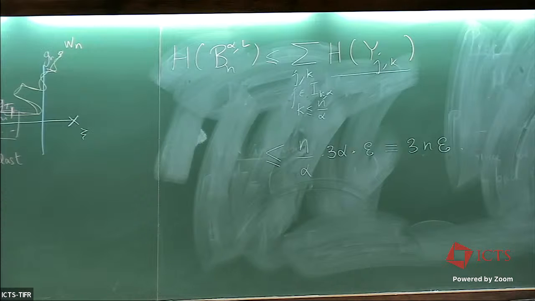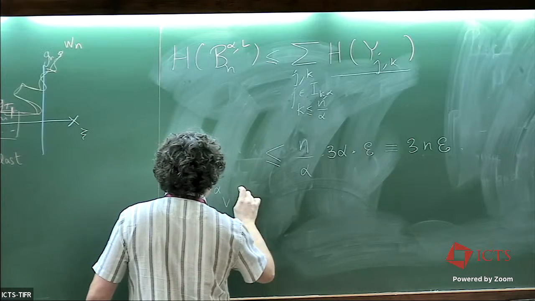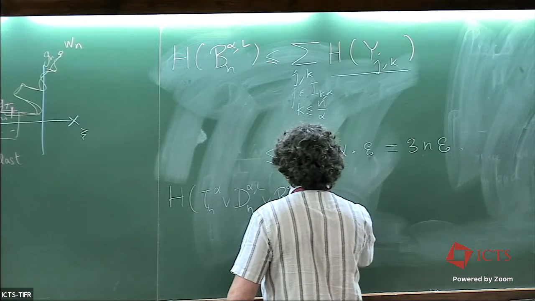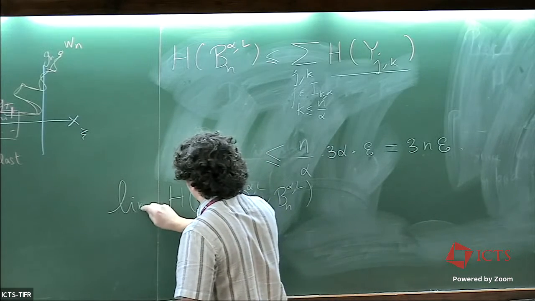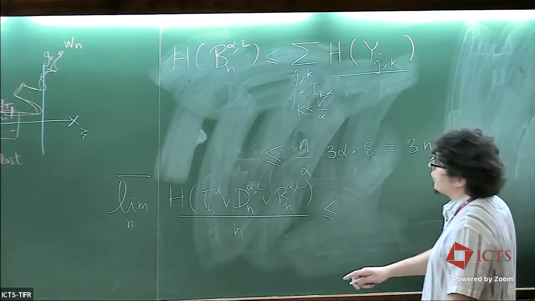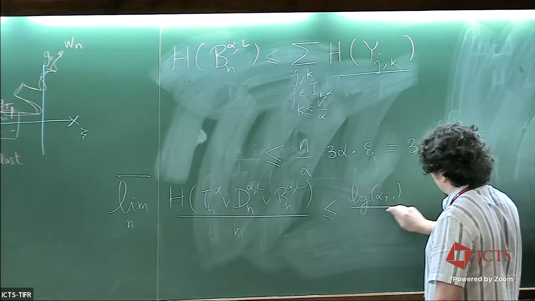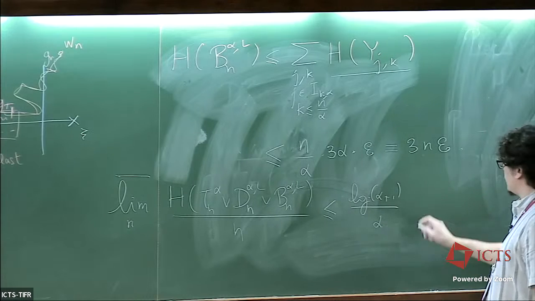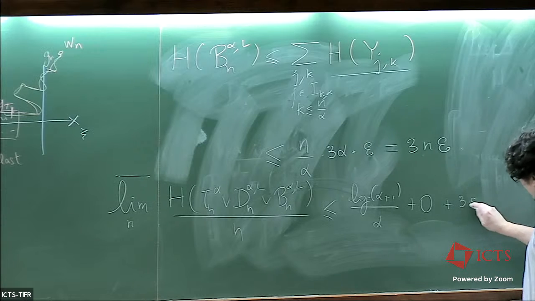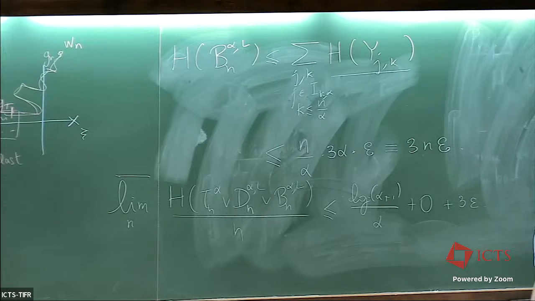Maybe let's just write one more sentence to summarize. This is D_n L, and this is B_n alpha. If you take the limsup of this over n, the first term gives you log alpha plus 1 over alpha, the second term gives you 0, and the third term gives 3 epsilon. And so then we can choose alpha so that this is also small.